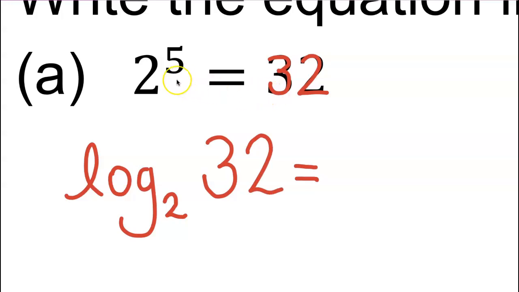So log base 2 of 32, and that equals what? The exponent of 5. So when you are going from exponential form to log form, you just have to move some numbers around. Write down the log, write the base as a subscript first, write down what was on the other side of the equal sign as a log argument, but make sure on the other side of the log equation, you must put the exponent. Log equations are solved for exponents.